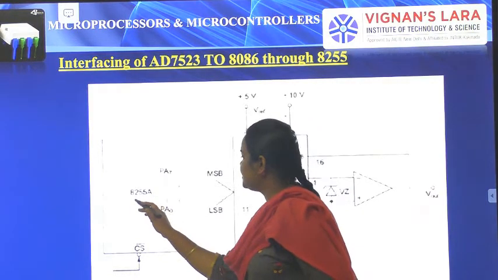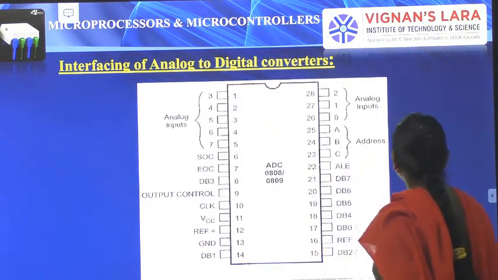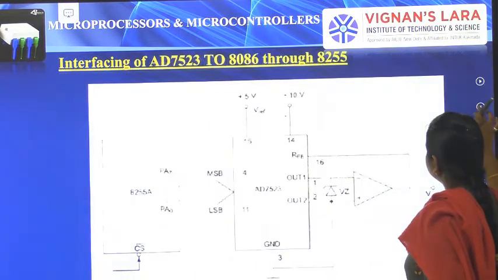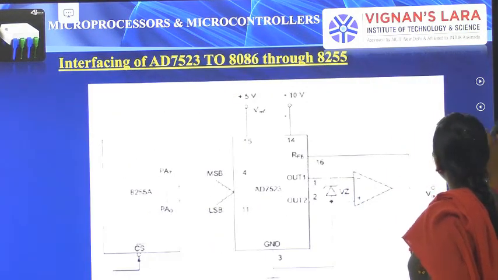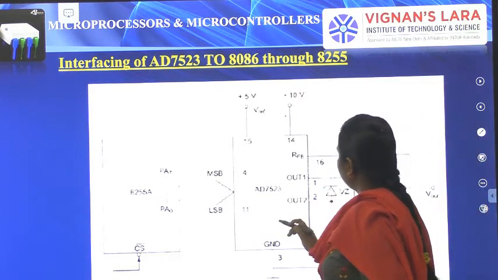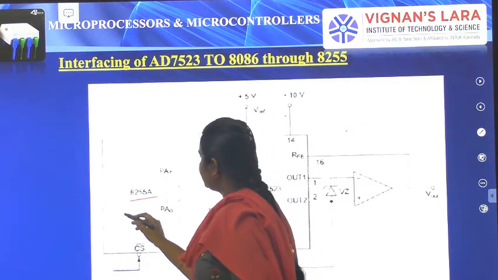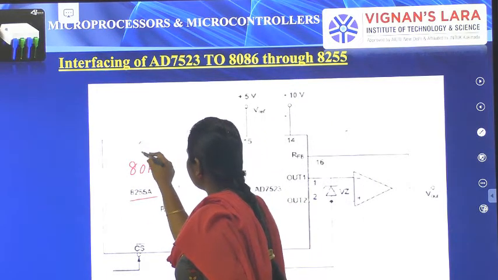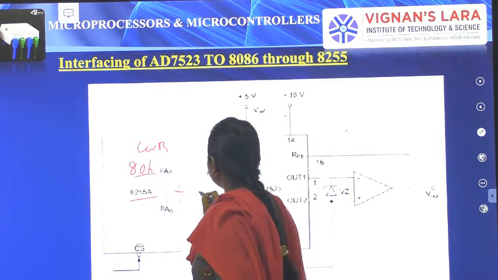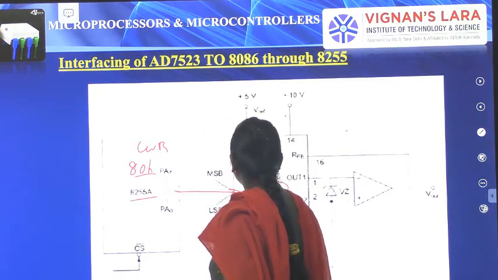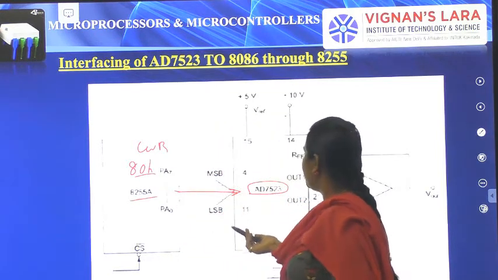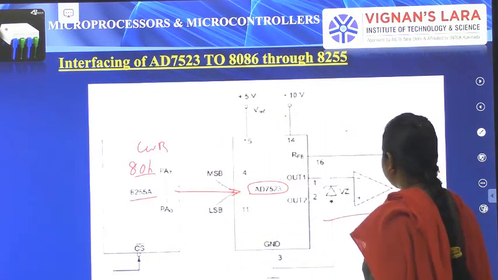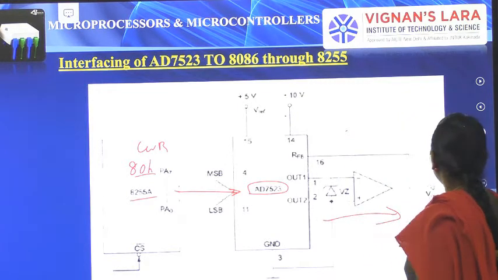This 8255A is having the 80H in the CWR register. This 80H is transferred to the AD7523, and then it converts the 80H to the analog output by using this circuit, output 1 and output 2.